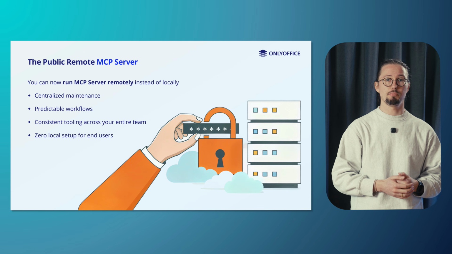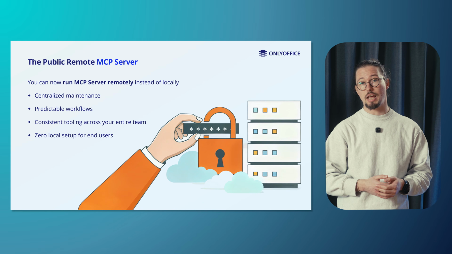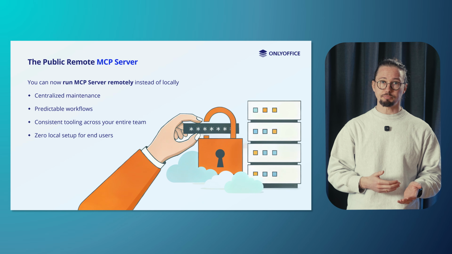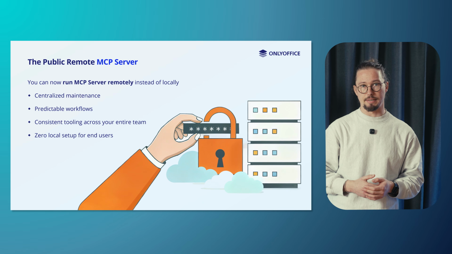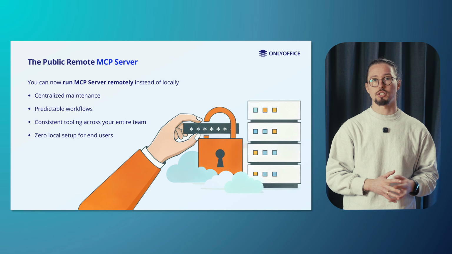The streamable HTTP endpoint is at mcp.onlyoffice.com/mcp. For legacy clients that only support SSE, there's a mcp.onlyoffice.com/sse. Use streamable HTTP whenever possible. It's the recommended modern transport.